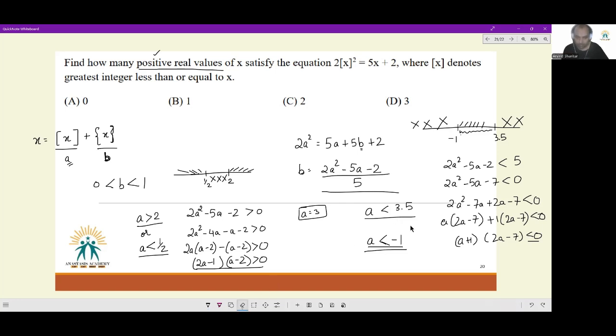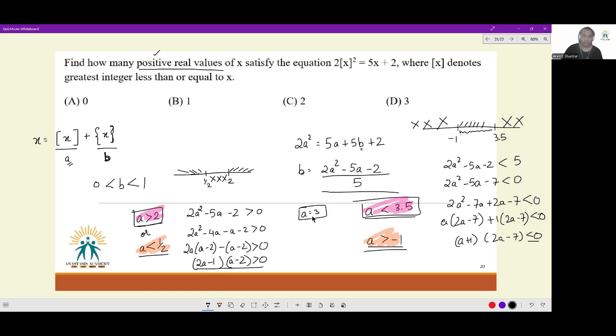I have made a mistake. It should not be less than -1. It should be greater than -1 and less than half. For these two conditions operating simultaneously, we do have a possible value of A being equal to 3. But for these two conditions, these orange conditions, you cannot have a possible value. You cannot have a possible value at all.